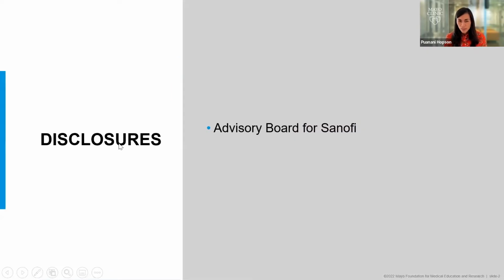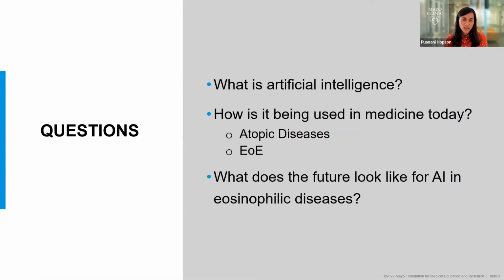So here are my disclosures. And really what I want to focus on today are questions. So what is artificial intelligence? How is it being used in medicine, specifically within atopic diseases, within EOE? And what does the future look like for AI, specifically with a caveat of eosinophilic diseases?